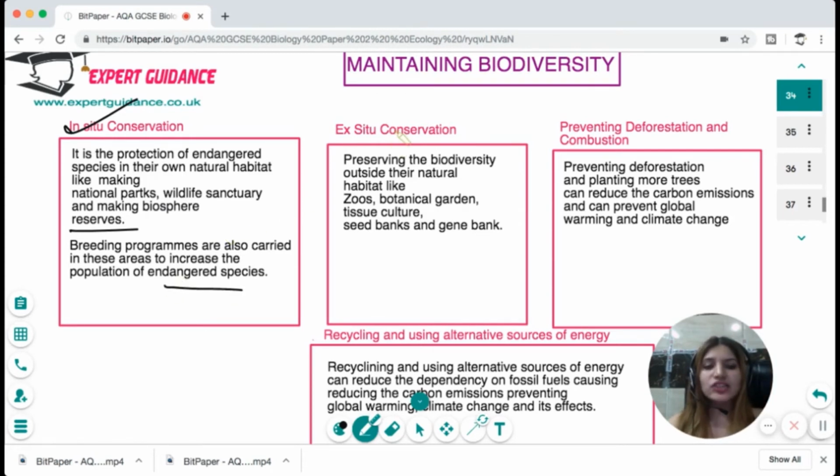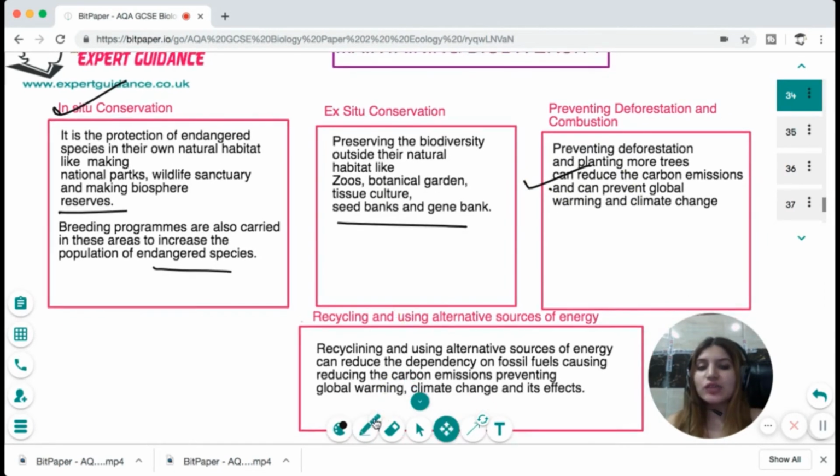In ex situ conservation, we make protected areas where conservation is carried out, like zoos, botanical gardens, tissue culture, seed banks, and gene banks. Then we can prevent deforestation and combustion, which can reduce carbon emission, and we can recycle and use alternative sources of energy, which can reduce the dependency on fossil fuels, reducing the carbon emission, preventing global warming, climate change, and its effects.